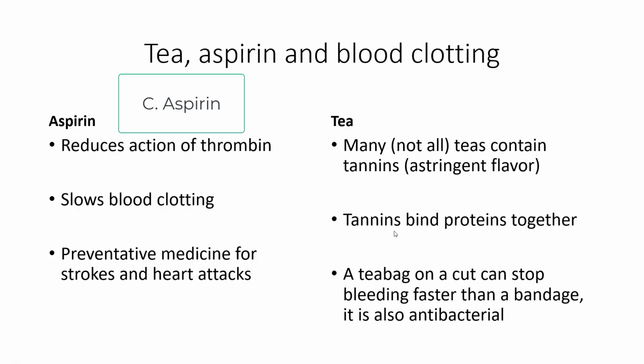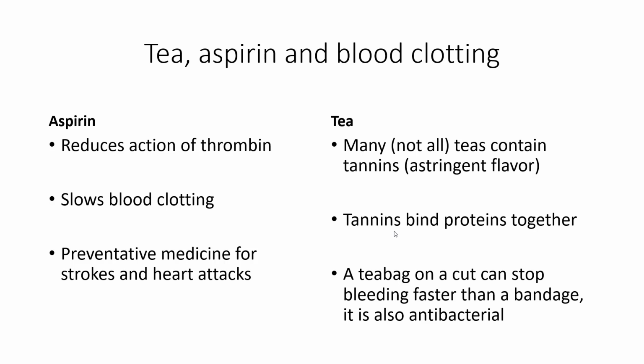Aspirin can actually reduce the action of thrombin, and it is recommended that you do not take aspirin if you are giving blood, or if you suffer from frequent bleeding. Aspirin slows blood clotting and can actually be used as a medicine to prevent strokes and heart attacks, which can result from blood clots. Tea also contains something called tannins, which give it that astringent flavor.